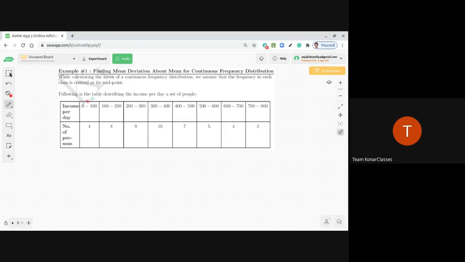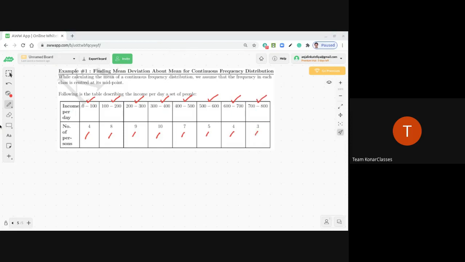0 to 100, it is 4. 100 to 200, it is 8 people, 8%. 200 to 300, 9%. 300 to 400, 10%. 400 to 500, 7%. 500 to 600, 5%. 600 to 700, 4%. And 700 to 800, 3%.